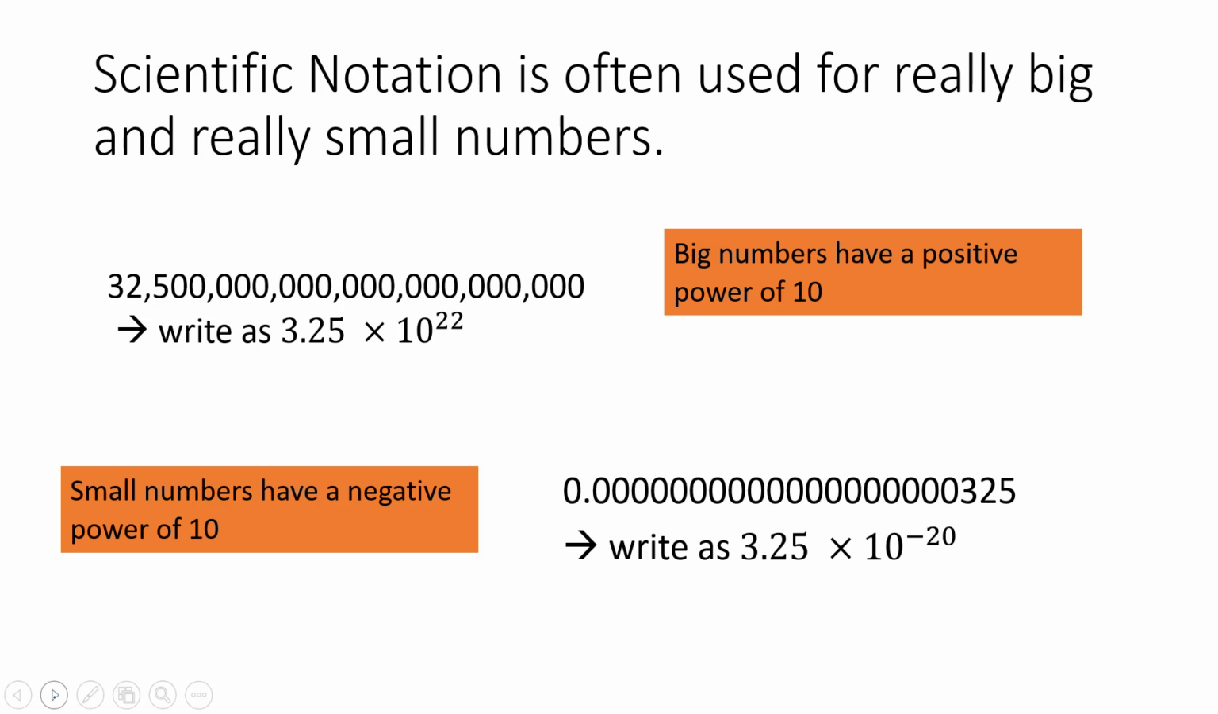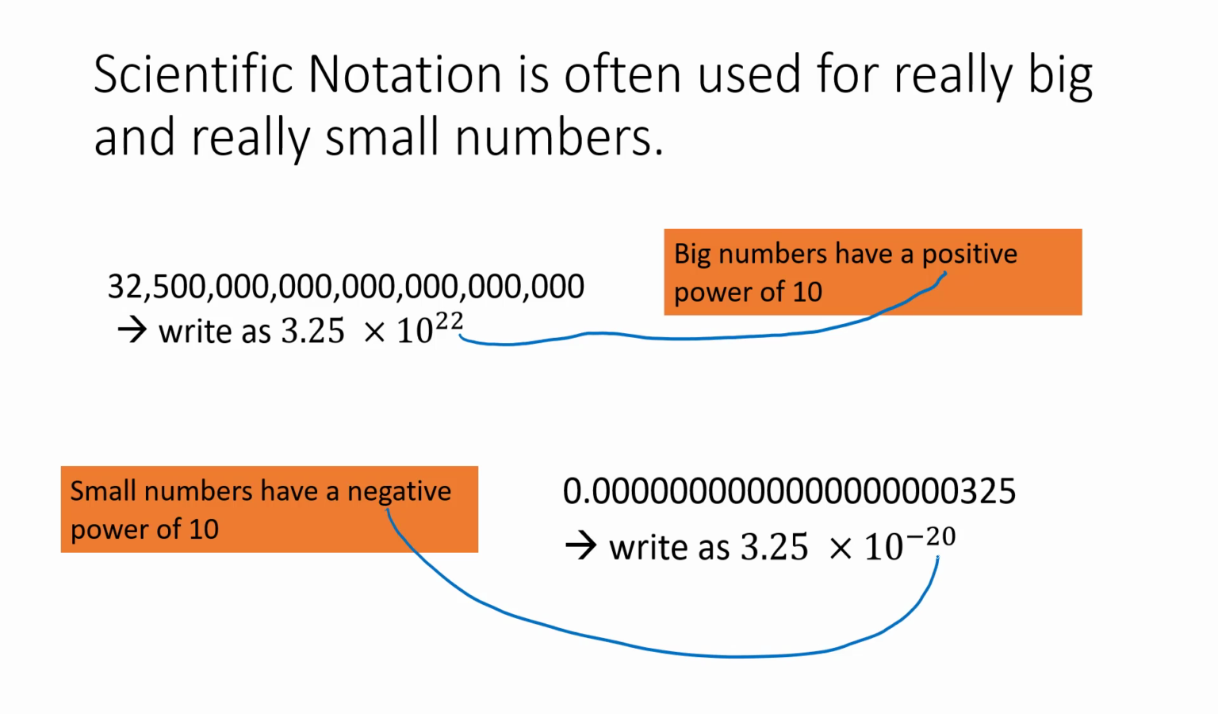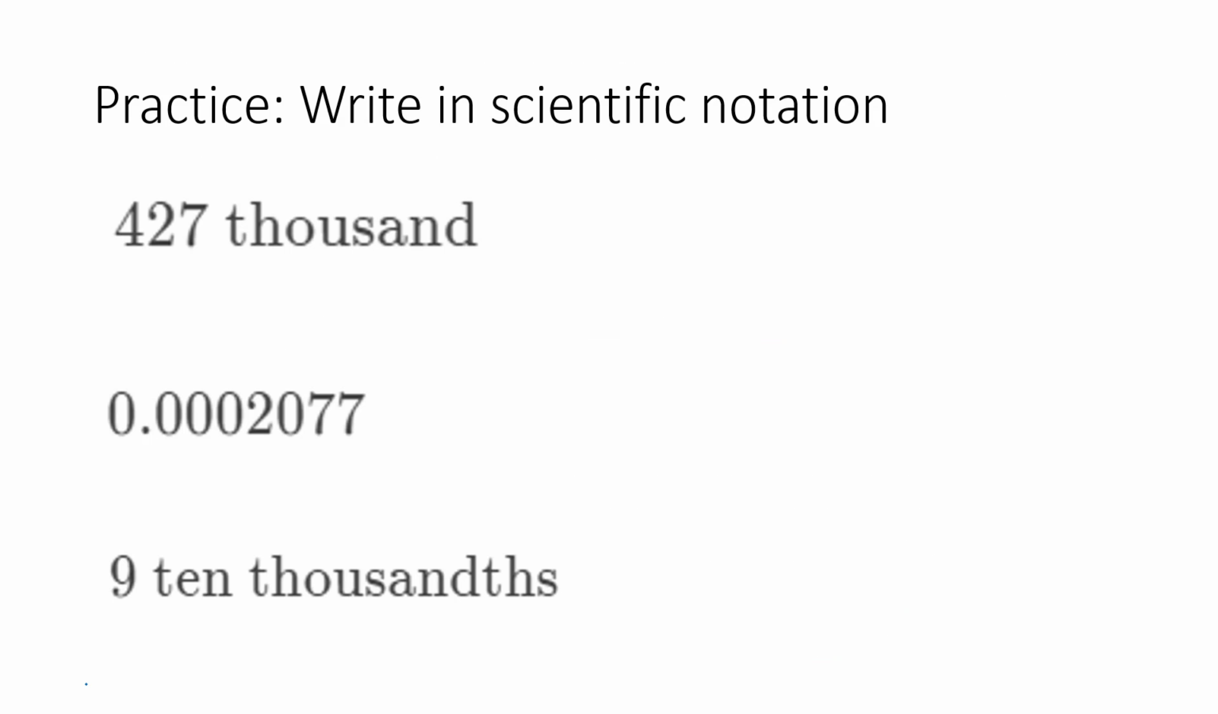So just to recap, when we have really big numbers, we have a positive power of 10. And when we have really small numbers like this, very much less than 1, we have a negative power of 10. So that's how you know, is this a really big number or a really small number? We're going to write these in scientific notation.